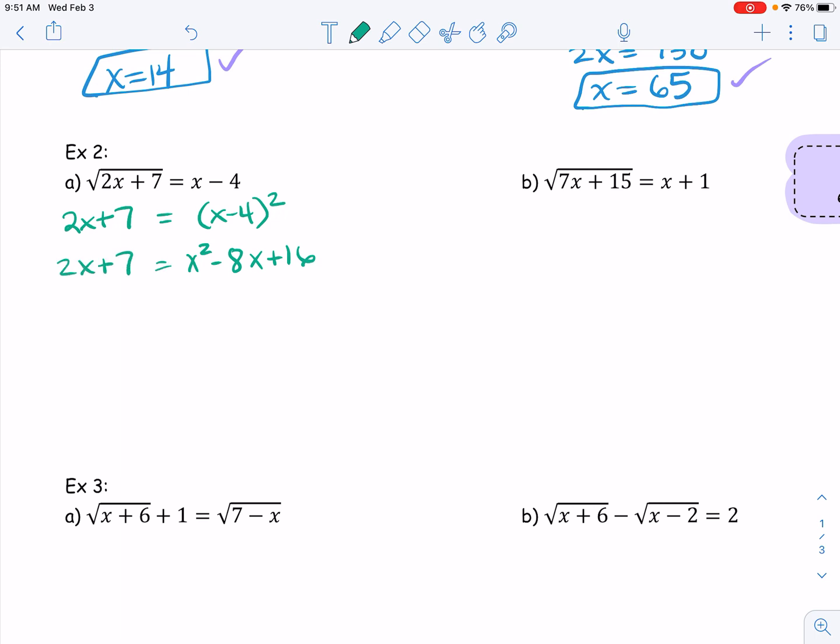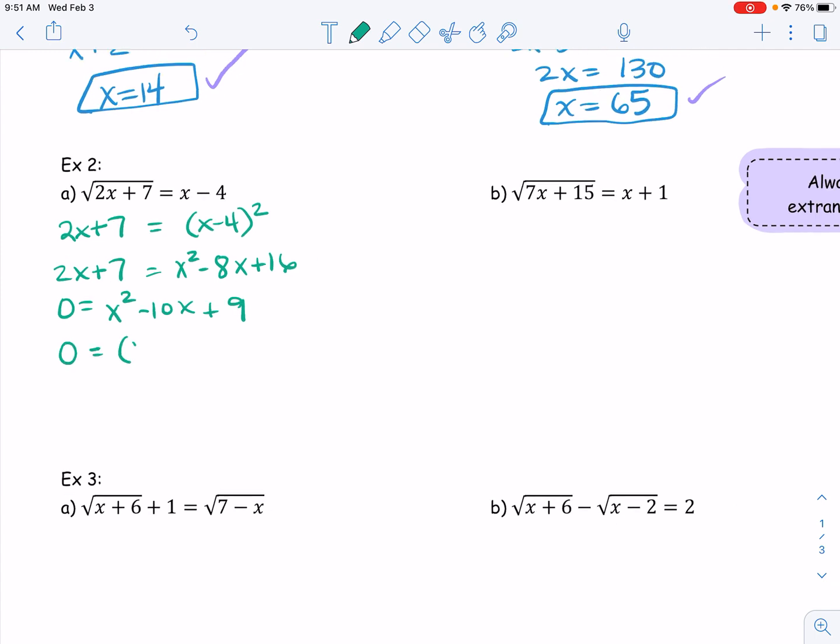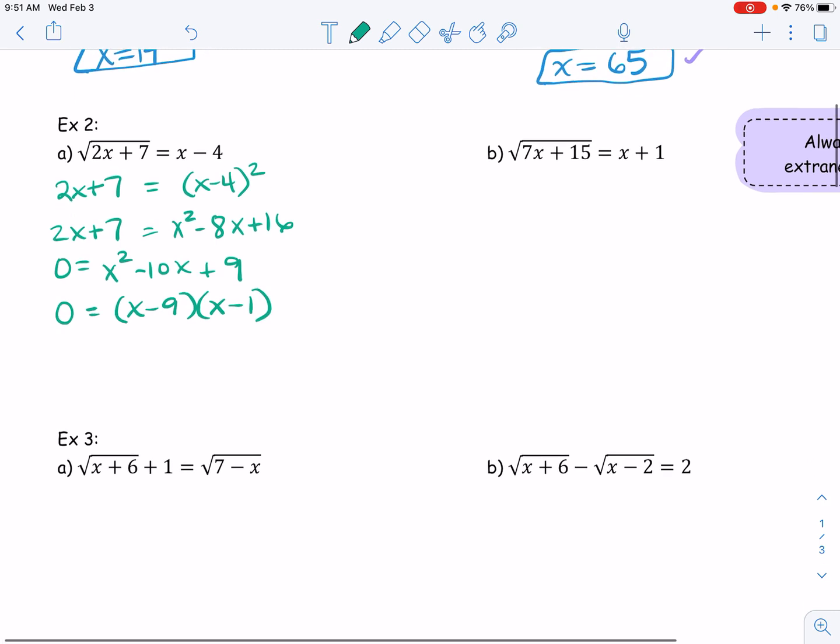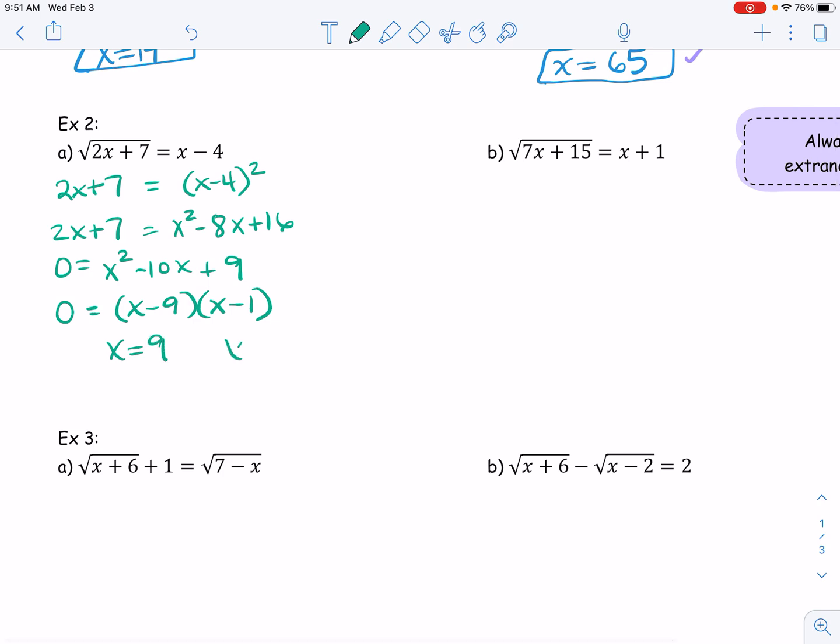And so now you should be able to solve for x. Put everything on one side, set it equal to 0, and you can then factor, use the quadratic formula, or complete the square, whatever. So if I set it equal to 0, I have x squared minus 10x, and then plus 9. Are there factors of 9 that add up to negative 10? Yes, that is negative 9 and negative 1. And then I know that my answers here would be x is 9 and x is 1.